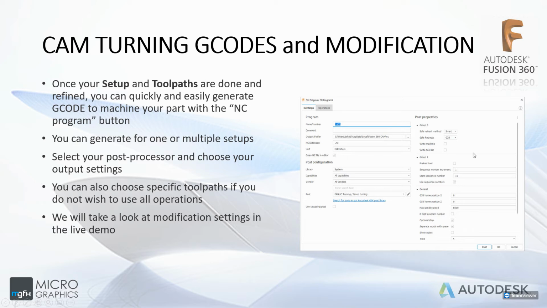So you can choose to use sequence numbers or not. You can also choose to write to list, allow safe retracts, etc. We will go through what options you have in an example, but it exists in the generate NC program menu that you will click when you're ready to generate. You'll also see a tab there for operations, where you can select exactly which toolpaths you want to generate toolpaths for.